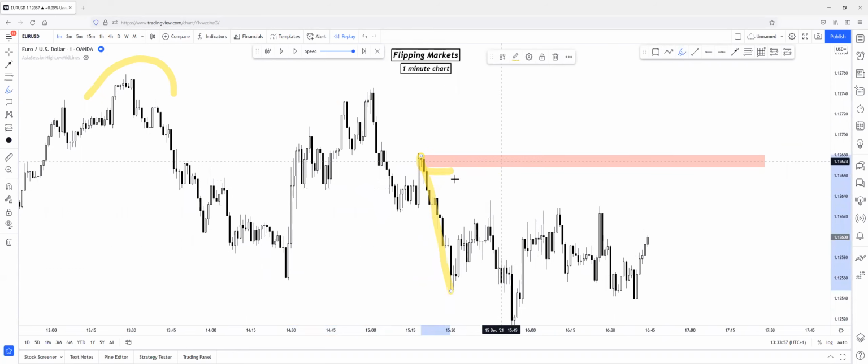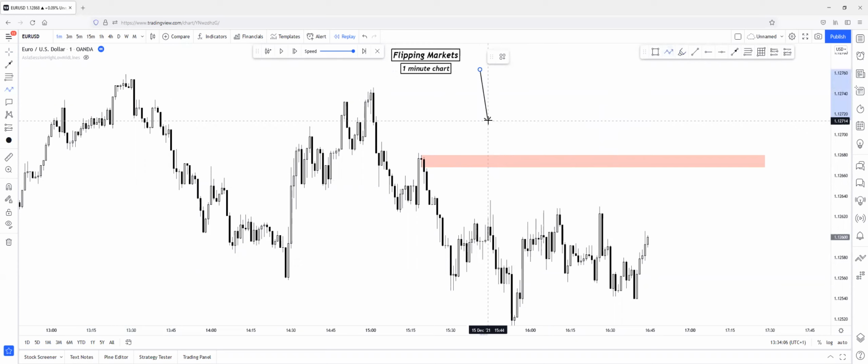And after the inefficient movement and the break of structure, it came for a pullback, but couldn't tap into this supply zone. So can you just remember the example that I drew for you? That was a long example, but I will just draw the short example. So just bear with me. So this was the example.